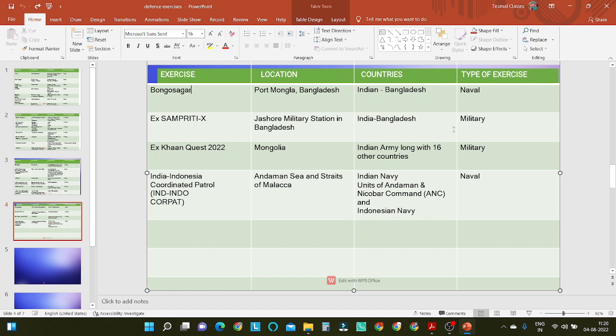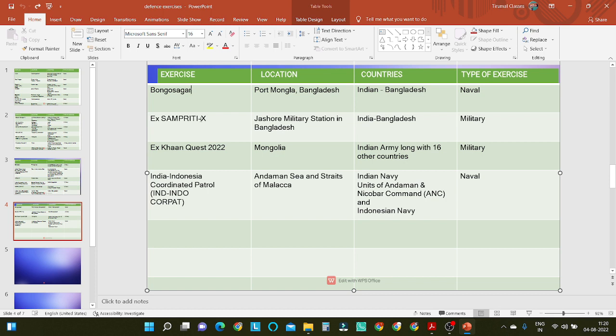The important fact to be remembered is there are 3 types of exercise taking place between India and Bangladesh, and out of these 3, 2 are naval and 1 is military. The military exercise is Sampriti and the 2 naval exercises are Bongo Sagar exercise and India-Bangladesh coordinated patrol. So now you have to make note that in these 3 types of exercise you should remember only one, that is Sampriti exercise, and it is a military type of exercise.